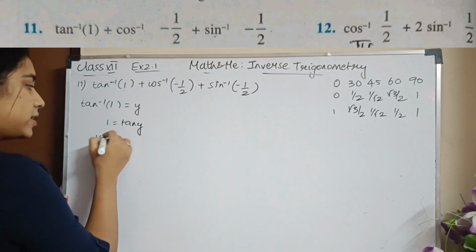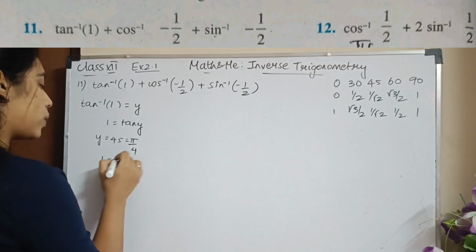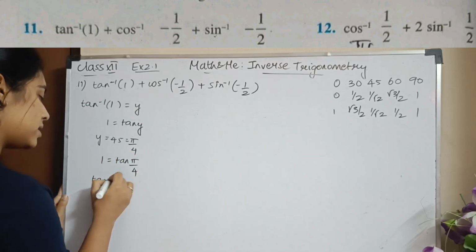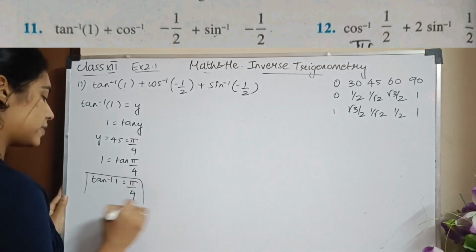For what value of y? Y equals 45 degrees, which is pi by 4. So I have 1 equals tan pi by 4. So tan inverse of 1 equals pi by 4. So this is my first value.